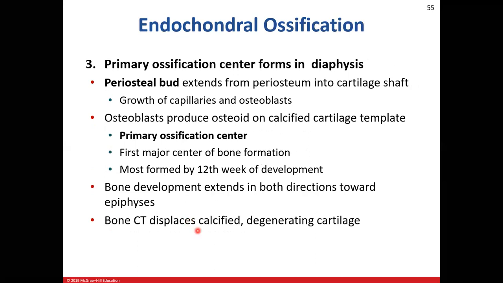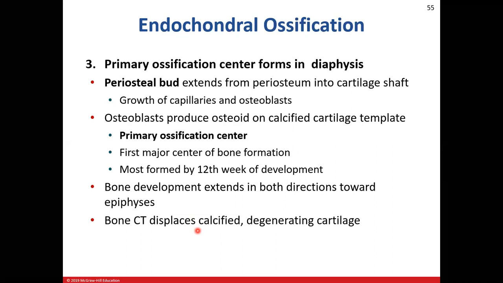We then develop what we call a primary ossification center, and it's going to develop in the diaphysis, which again is the shaft of the bone. It develops what we call a periosteal bud, and this periosteal bud extends from the periosteum into the cartilage shaft. This is where we have the growth of capillaries and the growth of our osteoblasts. So again, now we get to the osteoblasts, and they're continuing to produce this osteoid on this calcified cartilage template.